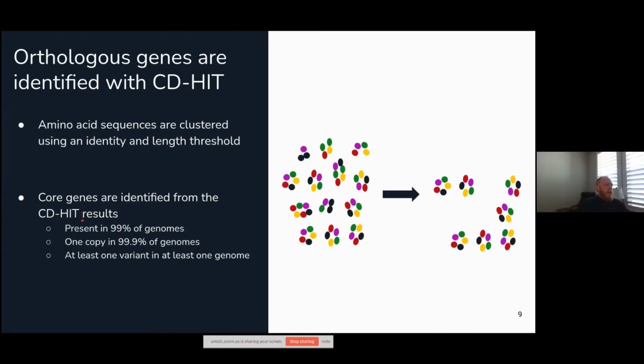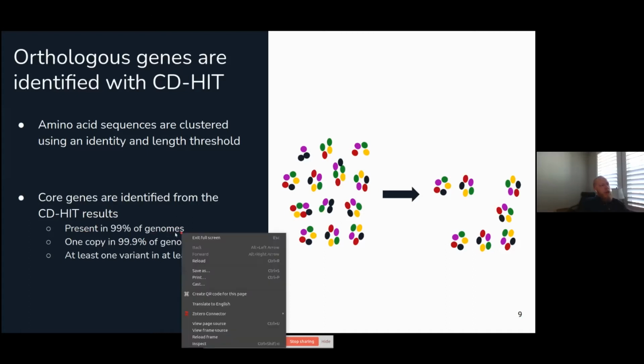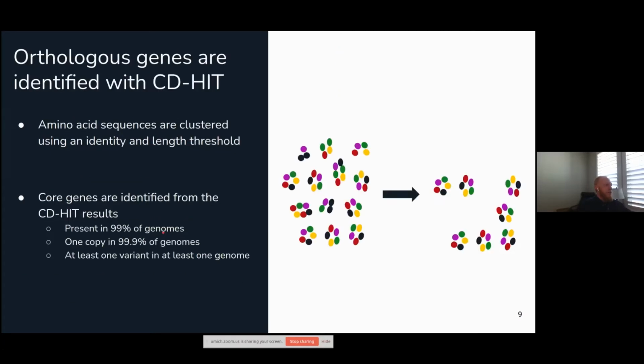And then we parse the CD-HIT results and identify the core genes from that. By default, our algorithm defines core genes as present in 99% of genomes. This is important because it allows for some degree of errors that can occur when building an assembly, or errors in gene annotation. We also ensure that it's present as a single copy in 99% of genomes, so there can't be paralogs evolving independently of each other, amplifying genetic variation. And additionally, we make sure that there's at least one variant. It wouldn't be a phylogenetic marker if the gene had no variation in it.